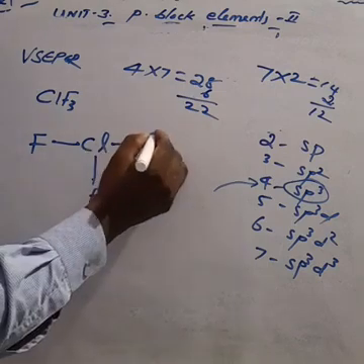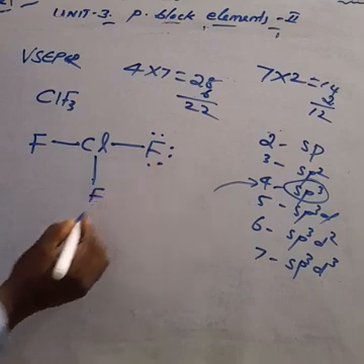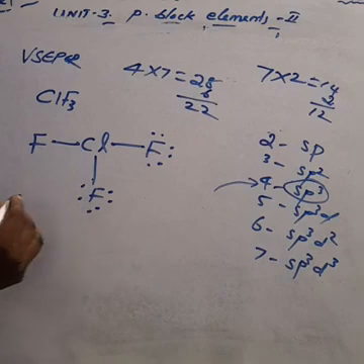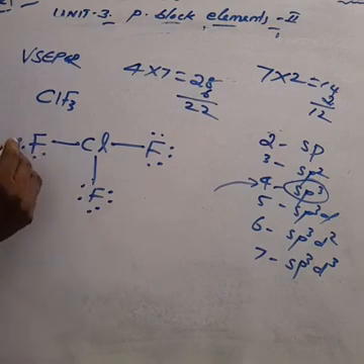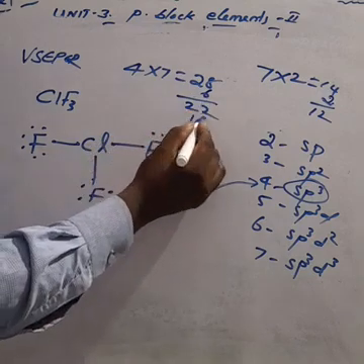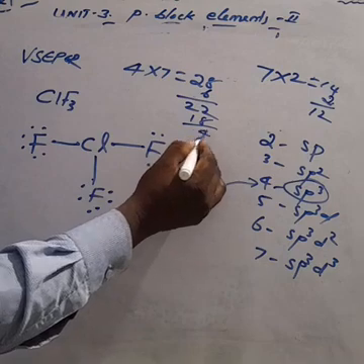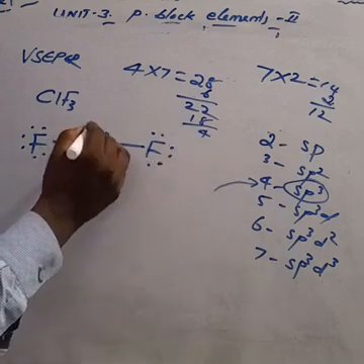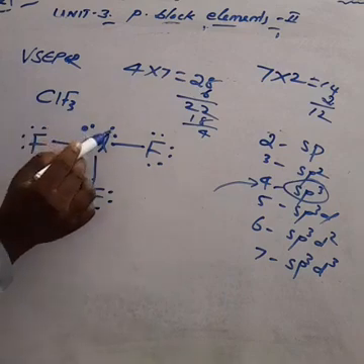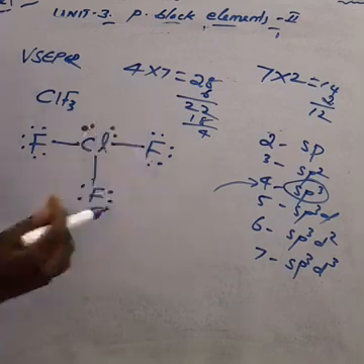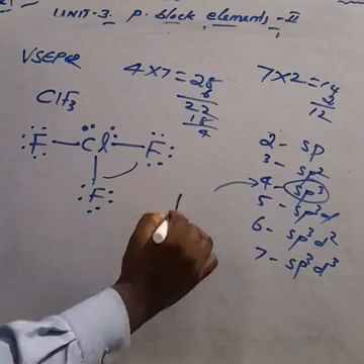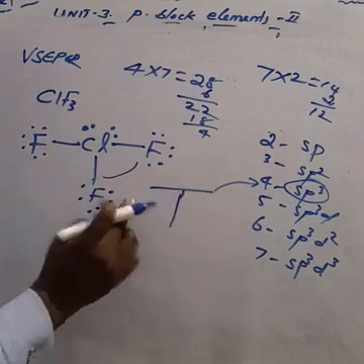First fluorine 1, 2, 3, 4, 5, 6. Next fluorine 7, 8, 9, 10, 11, 12. Next 13, 14, 15, 16, 17, 18. So 4 more remaining, am I right? So I am accommodating them on chlorine, the central atom. Due to the electron repulsion, the shape should change like that. We can say it is T-shaped, a bent T shape, with a small bend like that.